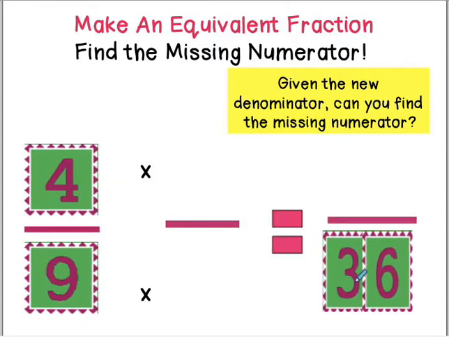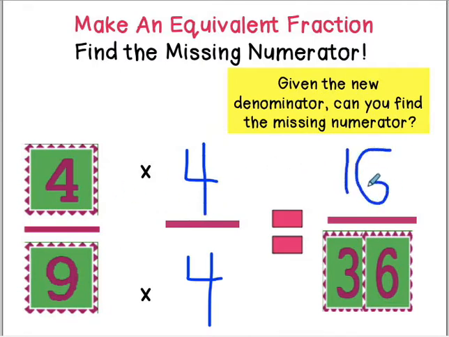Here we have 4/9, and we want to give this fraction a new denominator of 36. Now 9 fits into 36 4 times. So I'm going to multiply the bottom by 4, which means I must also multiply the top by 4. 4 times 4 is 16, which means 4/9 and 16 over 36 are equivalent fractions.